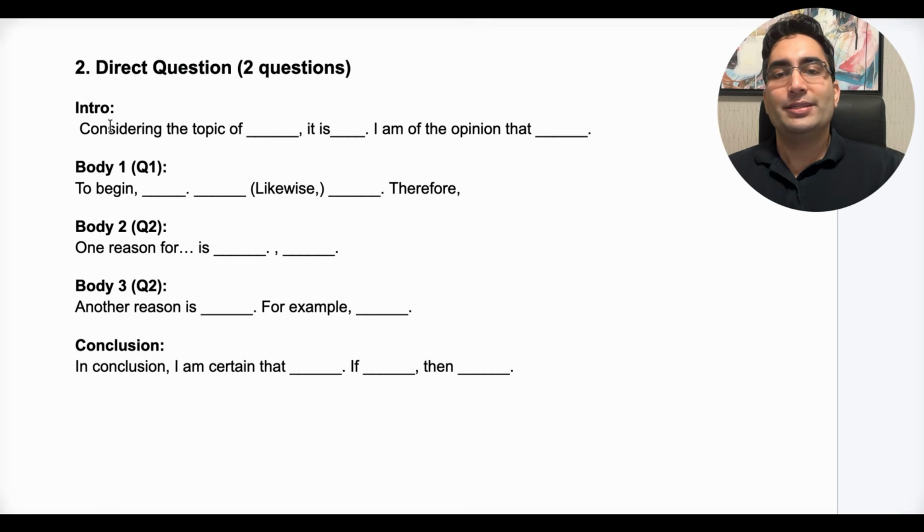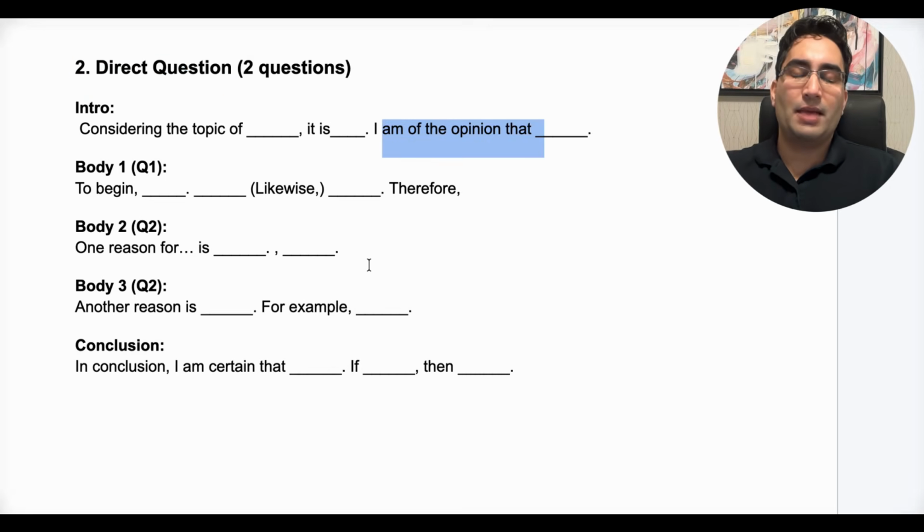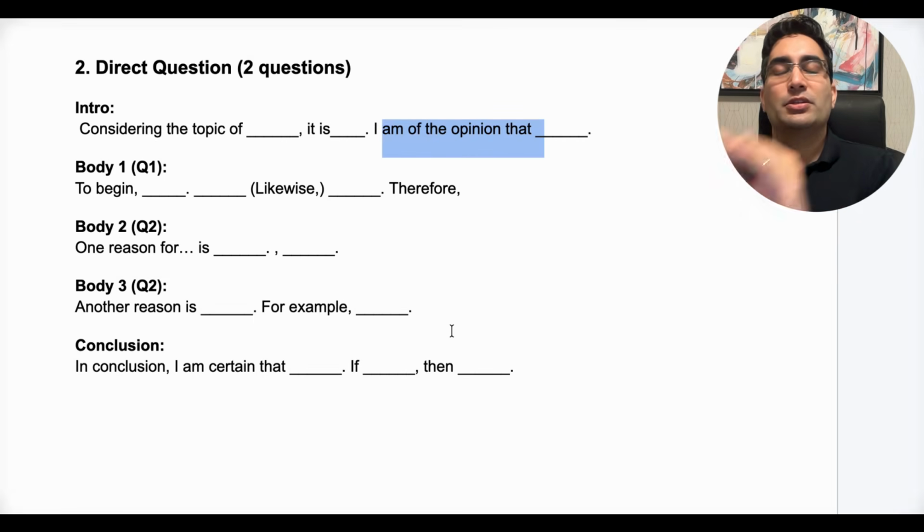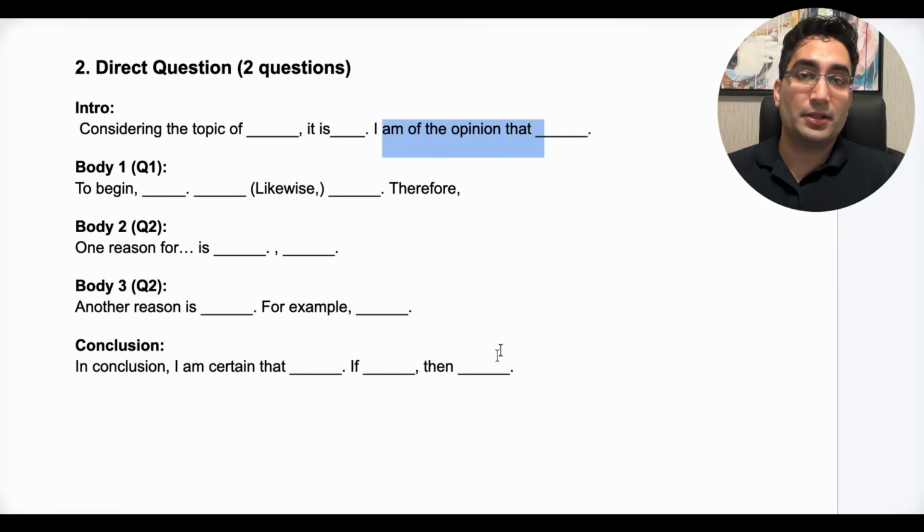Now here, you still have to give an opinion, because as I gave in my example, in the second question they might ask you, do you support it or not? So that happens a lot. One of the 2 questions is going to ask you your opinion.